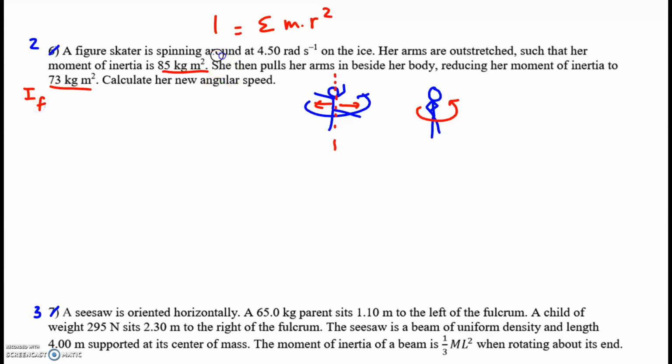And we've seen this before, right? Calculate her new angular speed. Before we do anything else, should the new omega, this is omega initial, and the new one is going to be the final, should the new omega be bigger or smaller? Don't think about physics, think about what you've seen. Well, in case you haven't seen this, I've got a video.